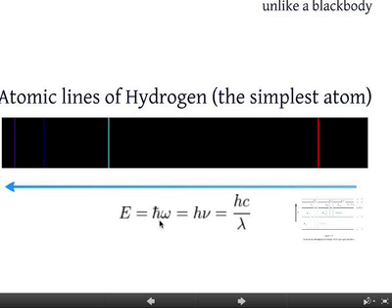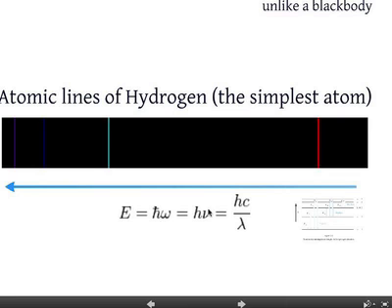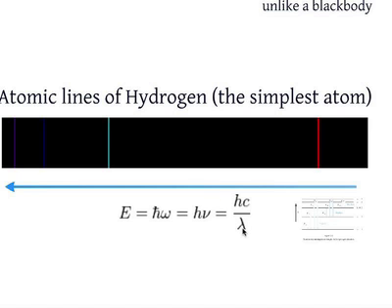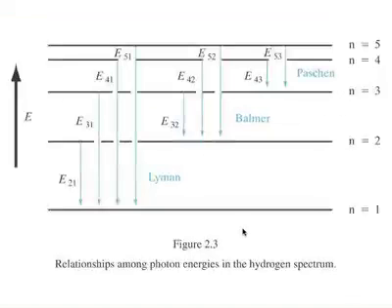H bar is the representation of h divided by 2 pi, h being Planck's constant. Again, you don't need to memorize all of this. You can look it up. So nu is, of course, related to the velocity of light and wavelength as nu equals c over lambda. These are the basic dispersion relationships. All of these you should know. If you don't, go back and review. I won't go through it too carefully.